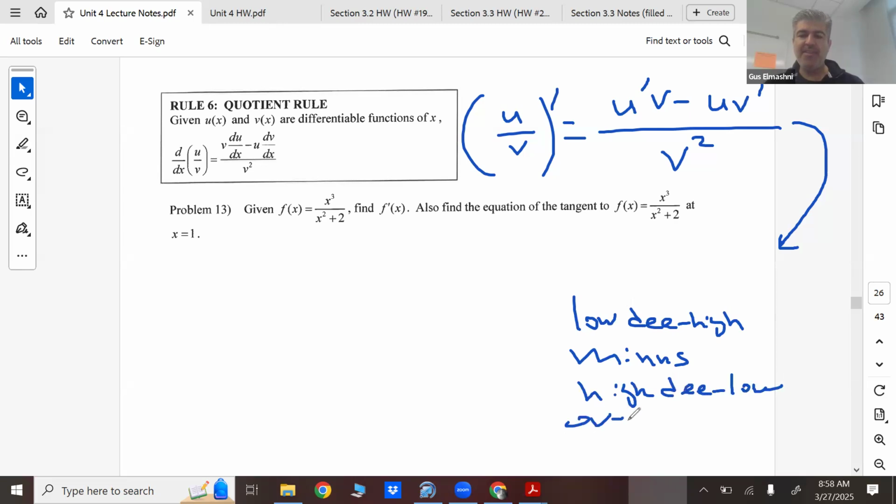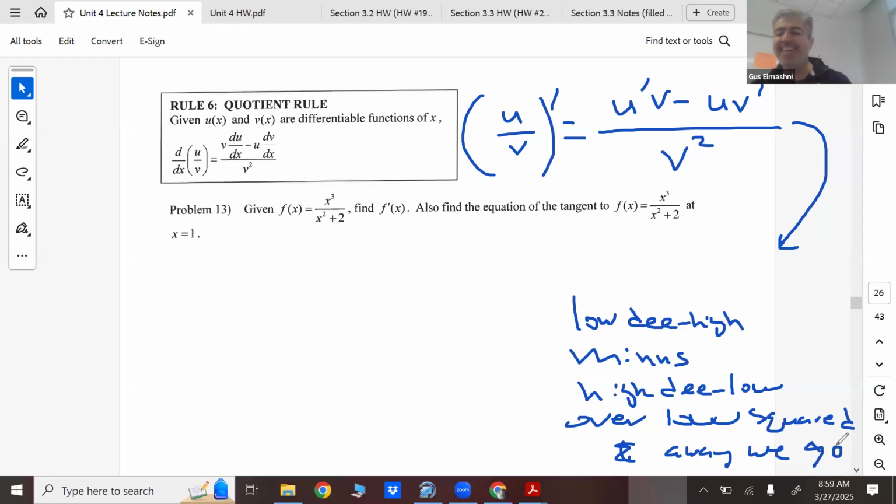Are we going to have to memorize these? No. Over low squared. And away we go. I know it's kind of lame. But low D high minus high D low over low squared, away we go. It's just a funny rule because there are so many things going on with it. But essentially, you're doing the derivative of the top times the bottom minus the reverse, divided by the bottom squared.